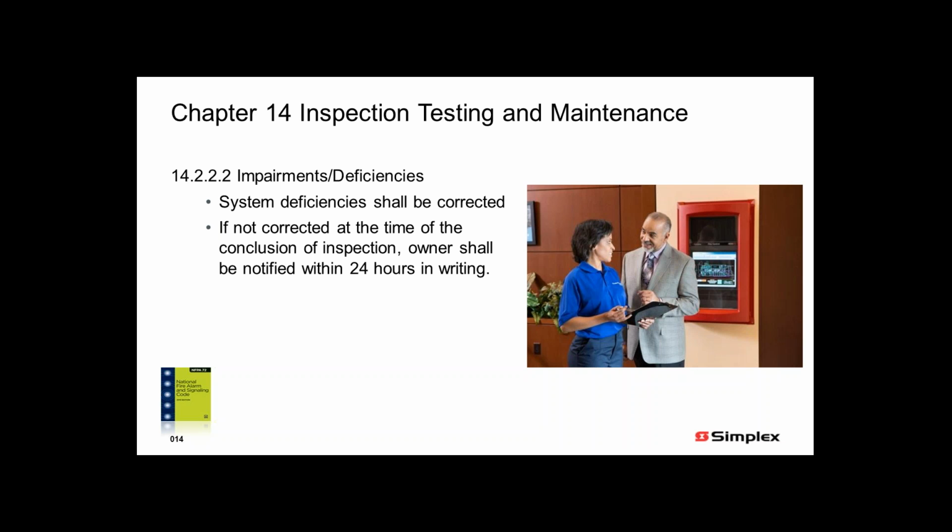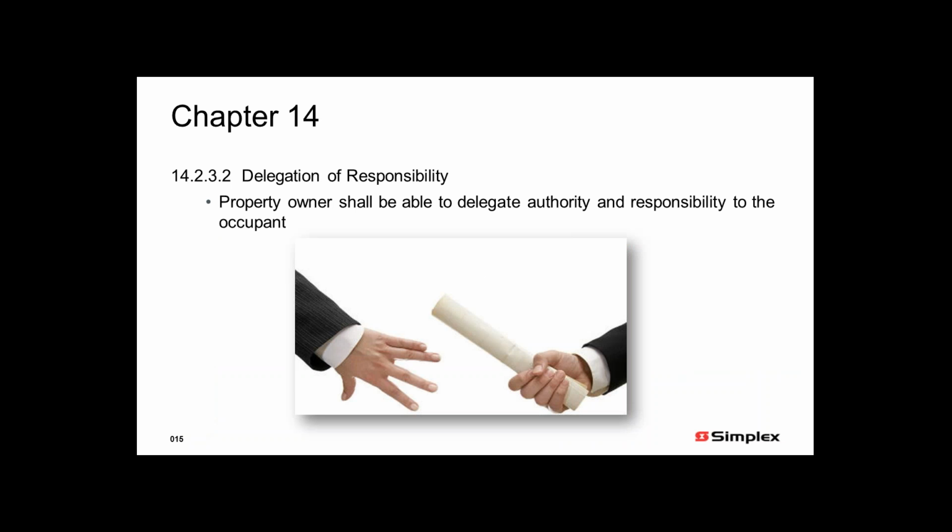And then we say, if not corrected at the time of the conclusion of the inspection, after we're finished doing everything, if I don't have the part on my truck or I need to order it, it's going to take some time to get it in, or the owner maybe doesn't want to pay for it right now. If it's not fixed at the time of my inspection's completion, then I've got to notify the owner in writing within 24 hours of what deficiencies we found.